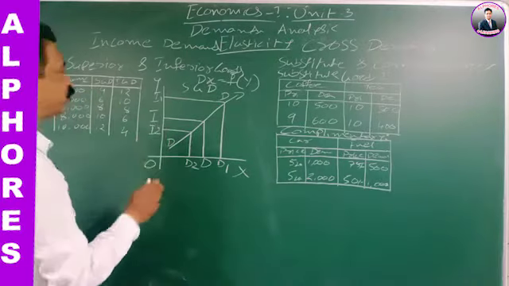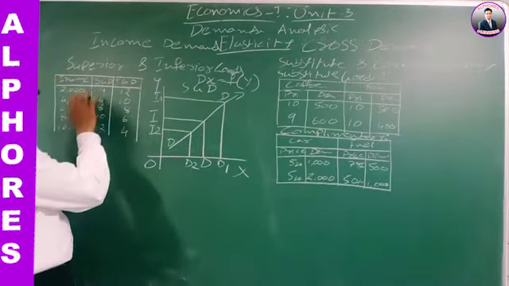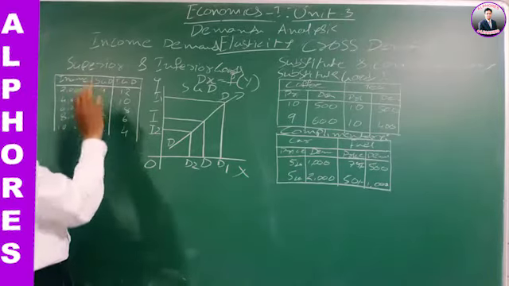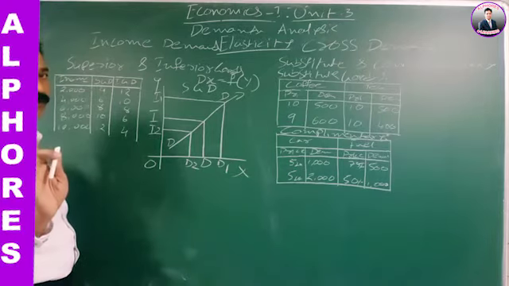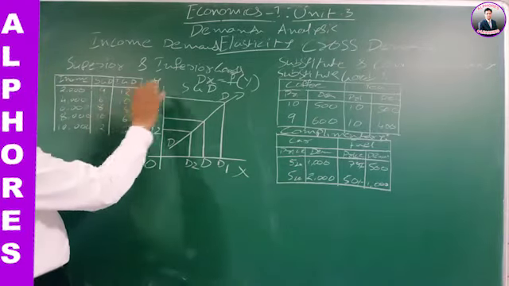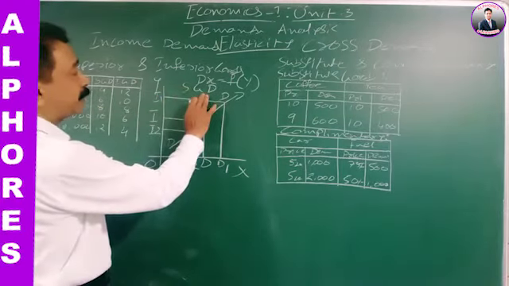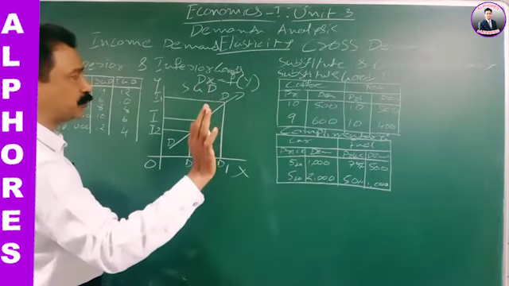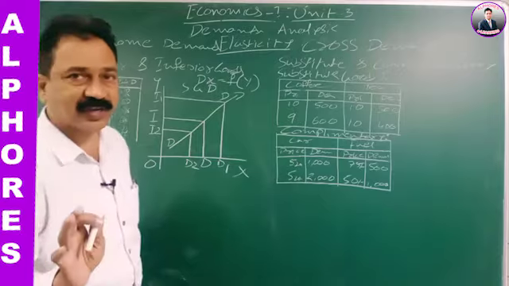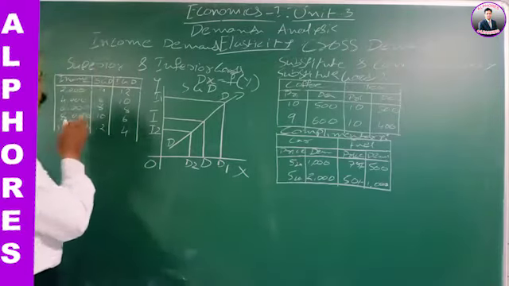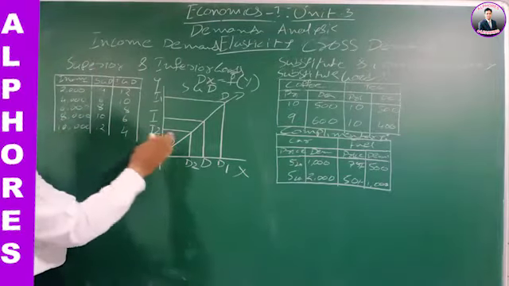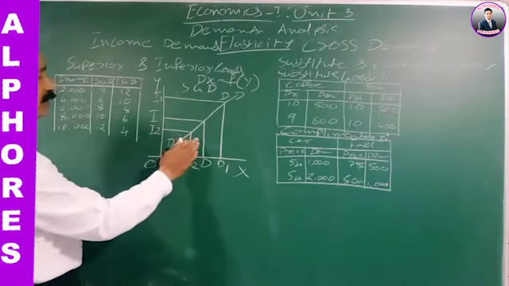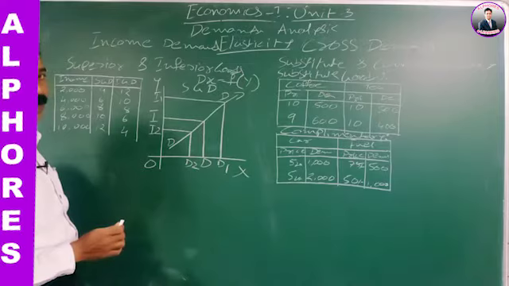So they have a positive relation. When this increases, this increases. When this decreases, this decreases. You got the clarity? So the relation between demand and income for superior goods is positive. I hope it is clear for you. Whatever has been shown here in the graph, we are showing the same thing in the table or schedule.